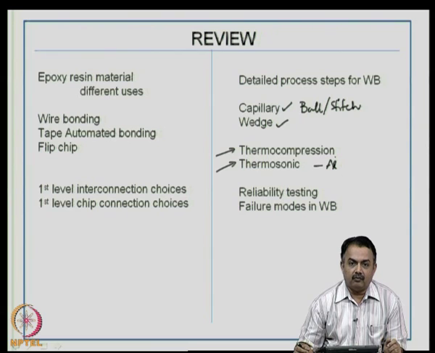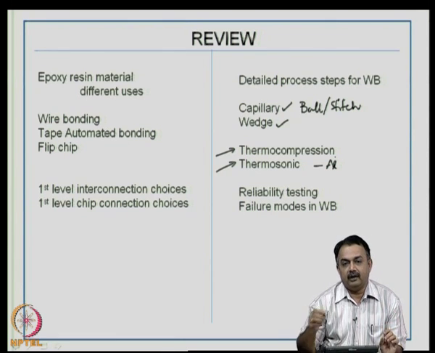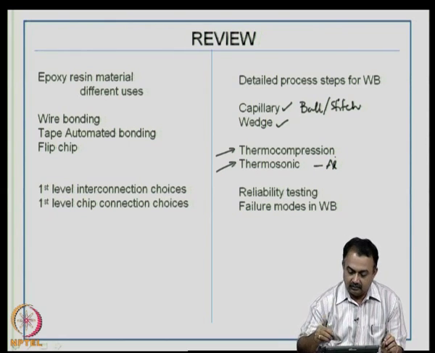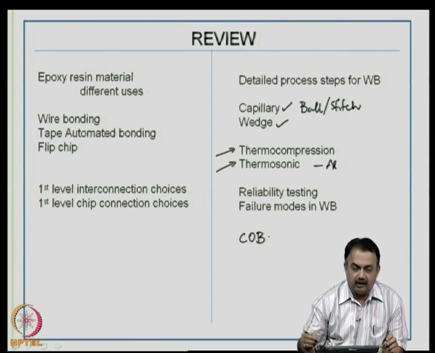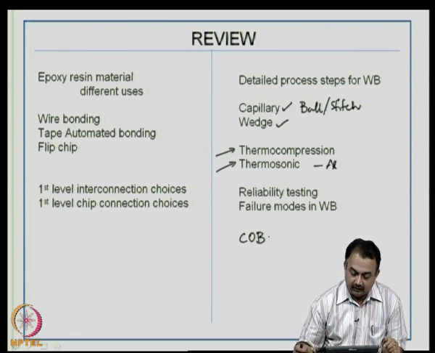As I said before, wire bonding can be done even on applications like chip on board, which is mounting a die onto an organic substrate and then wire bonding from the bond pad on the die to the bond pad on the substrate. So, chip on board is in fact establishing a connection at the second level substrate, which is a printed wiring board. So, we will see much of it later.